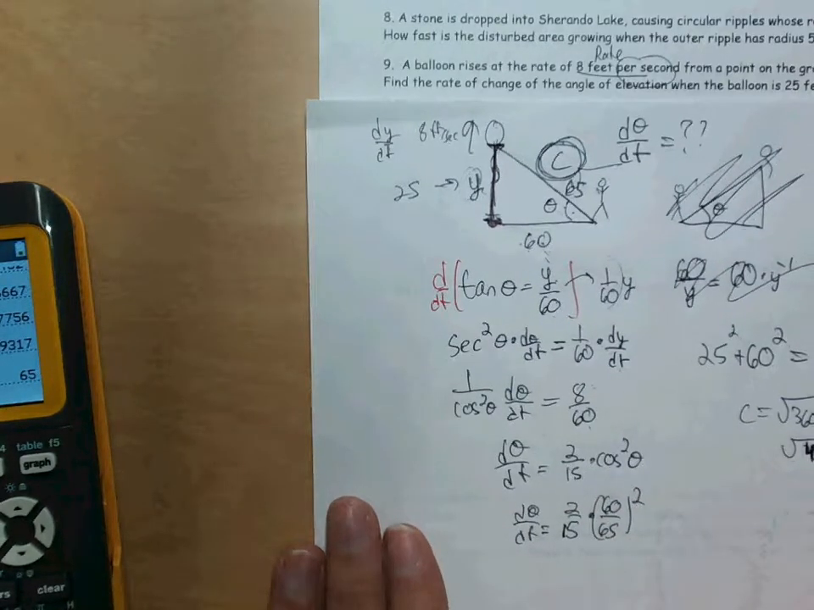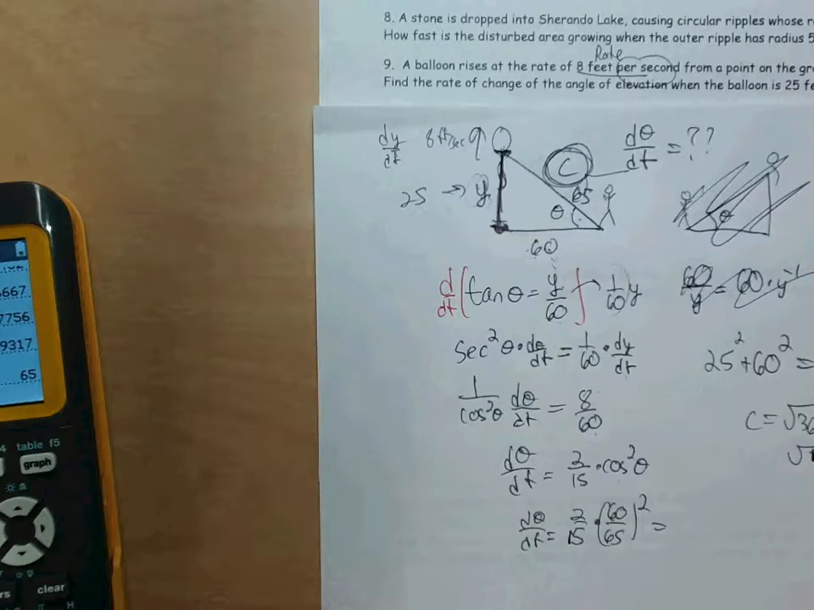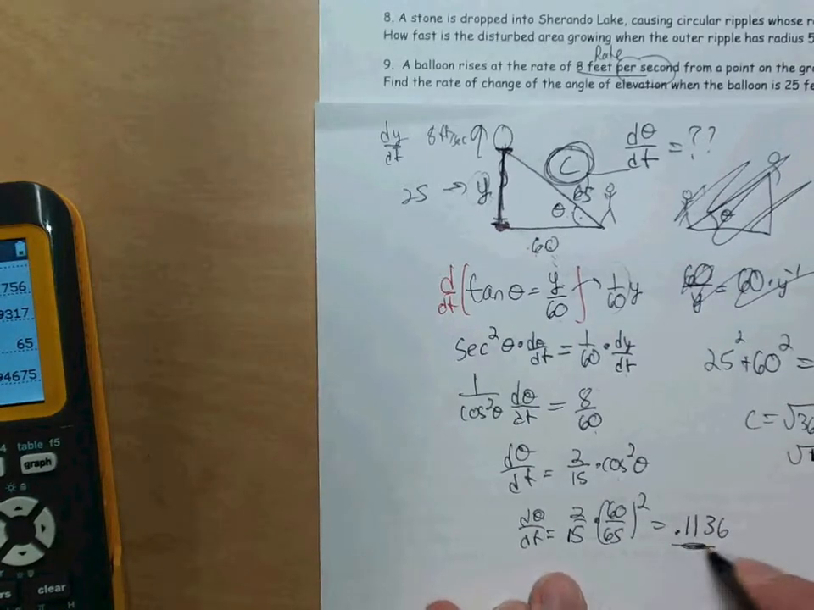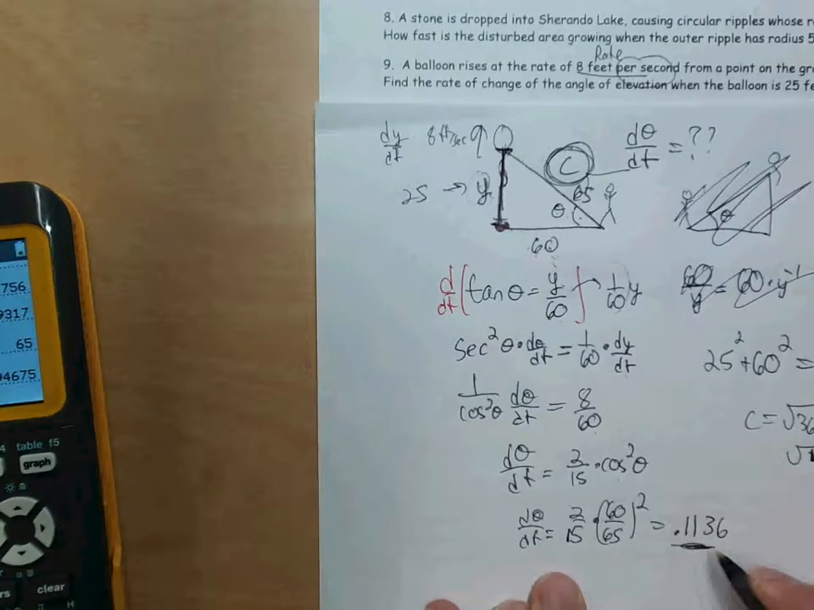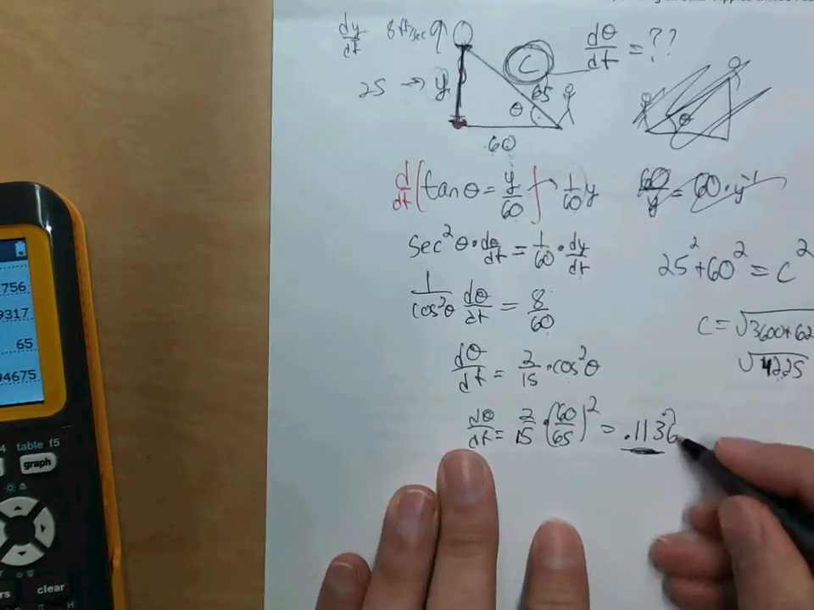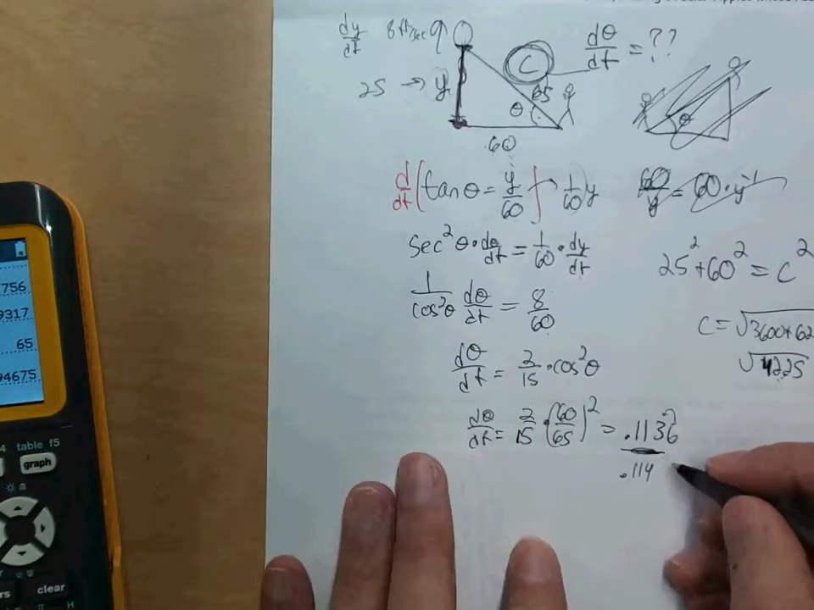That's what d theta dt is. So we would just multiply this out. Let's see, 2/15 times, now that I have a calculator, 60 over 65 squared gives me 0.1136. In calculus, we round to 3 decimal places, and there are 2 ways we can round. We can round the next number correctly. 6 is above 5, so it would round to 0.114.